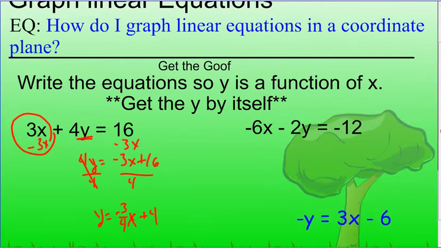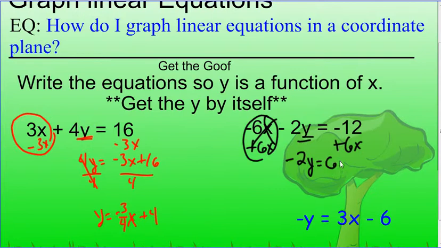Second one. Well, there's our y, so we're going to add 6x to get rid of him, and add 6x on that side. So these cancel out. We get negative 2y equals 6x minus 12. Again, we like having the variable terms before constant terms.